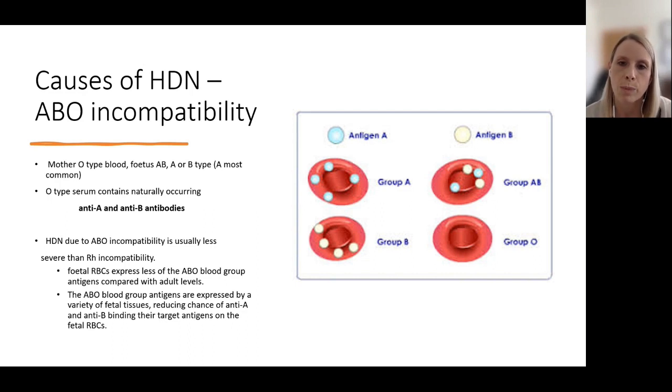And that's because the expression of these antigens on the red blood cells is less in the fetal circulation as compared to adult circulation. And also these antigens are expressed on other tissues within the body. Therefore, the antibodies have more antigens to bind to, so they're less likely to just bind to the red blood cells. So we see it in milder forms.